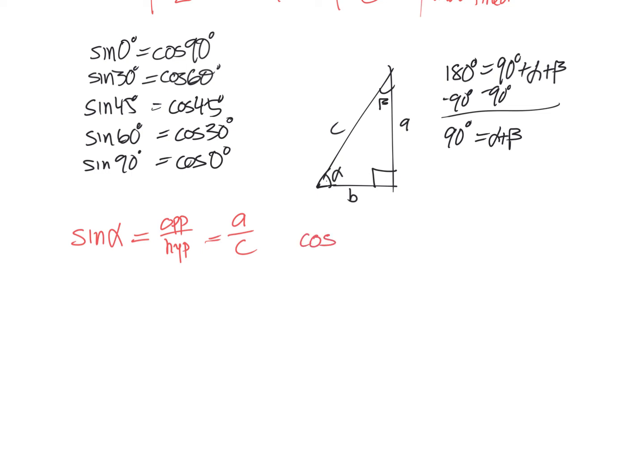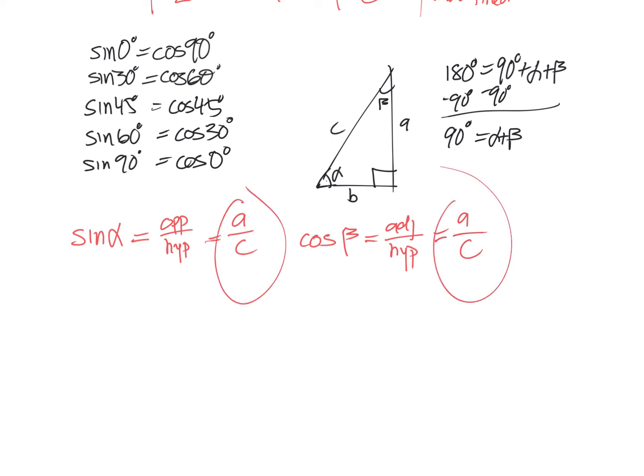Now, if we look at cosine of beta, so this is the angle that's on top. We're now going to be dealing with, in terms of beta, cosine is adjacent over hypotenuse. So what is adjacent to beta is the side A, and then the hypotenuse is C. So both of these are describing A over C, but depending on which angle, A is either opposite or adjacent. And so what we can conclude is that sine of alpha is equal to cosine of beta.